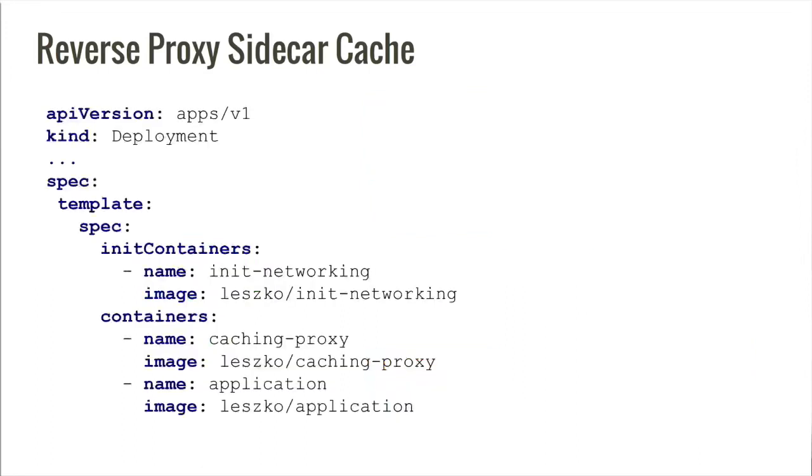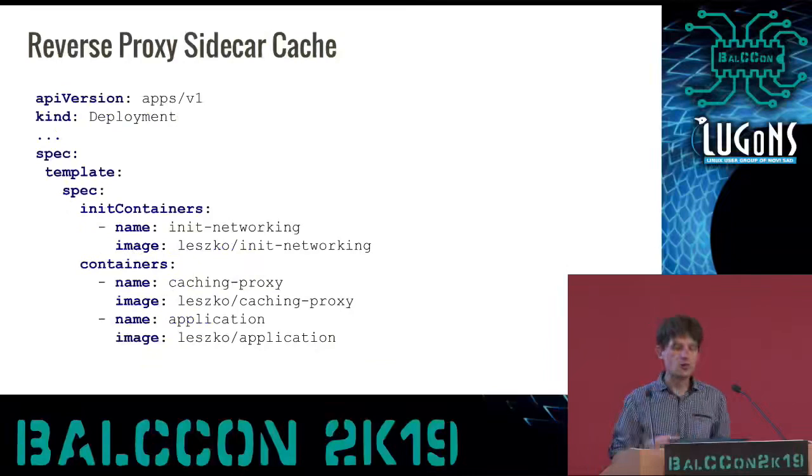This is how it would look in the Kubernetes configuration. So again, this time we have here three containers. The last one is our application, still the same. Then we have the caching proxy, so this is the caching proxy you've seen on the diagram. We also need an init container, which will do one thing. An init container is something that runs before the pod actually starts. And our init container will change how the networking works in the pod.